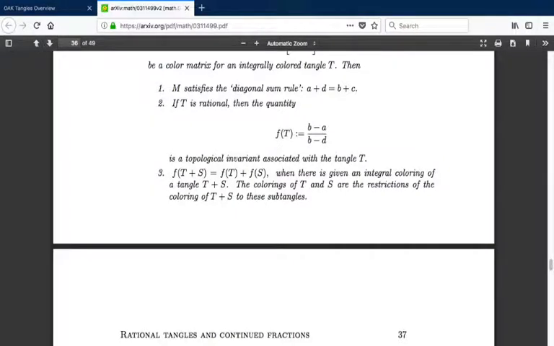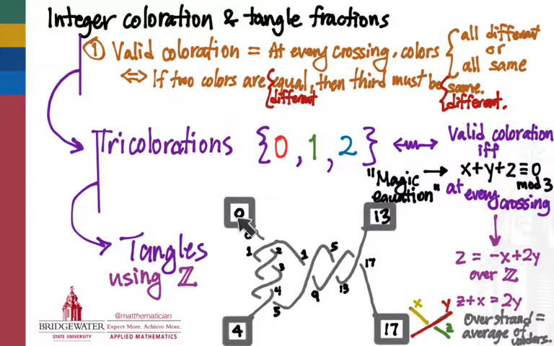And they come up with a few statements. The first is that any which way we do it, no matter how we start, so we started with 0 and 1 on those two strands, but no matter how we start coloring a rational tangle, it'll always be the case that the diagonal sums agree with one another. So when we come back to our diagram that we just drew, you notice that if I add up these two corners, 0 and 17, I get the same result as if I add up the other two. 0 plus 17 is equal to 13 plus 4. So they call that the diagonal sum rule. That's true for any rational tangle, and also for any choice of starting colors. Here we had 0 and 1. So that's the first result.